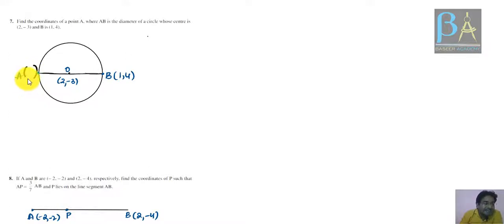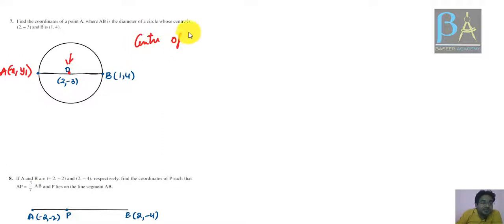Let us say the coordinates of the other end of the diameter are x1, y1. I don't know the coordinates of the other end of the diameter, so let us say the coordinates of the other end of the diameter are x1 comma y1. Now you know that the center of the circle lies exactly between the 2 points A and B, because A and B are the end points of the diameter. The center, which I am denoting by O, lies exactly between the end points of the diameter, which means O, the center of the circle, is the midpoint of AB, isn't it?